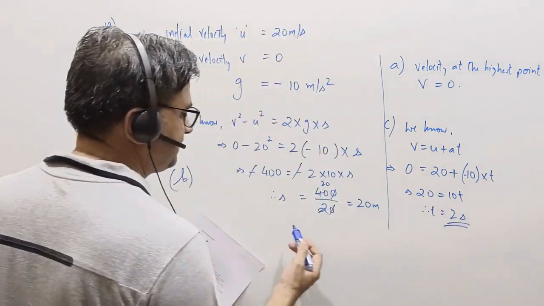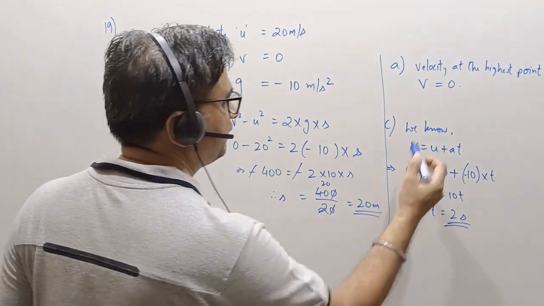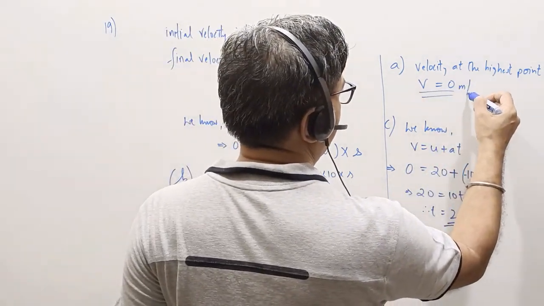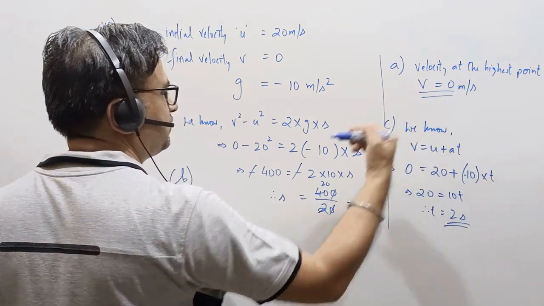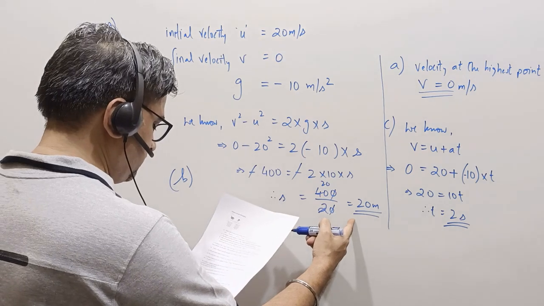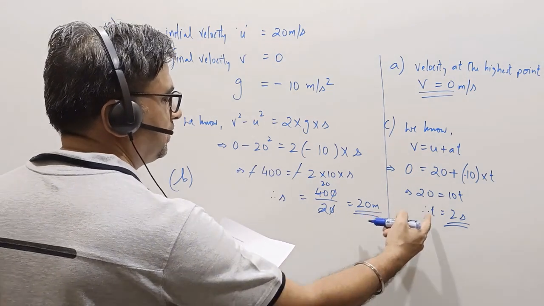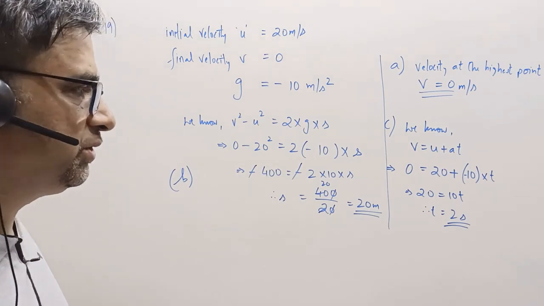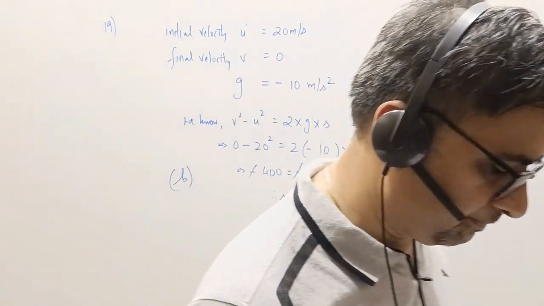So these are our three answers. I'm just highlighting the three answers. Final velocity 0 meters per second. How high would this particle rise? 20 meters. What time it would take to reach there? 2 seconds.